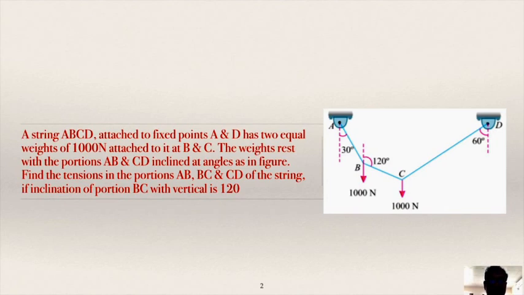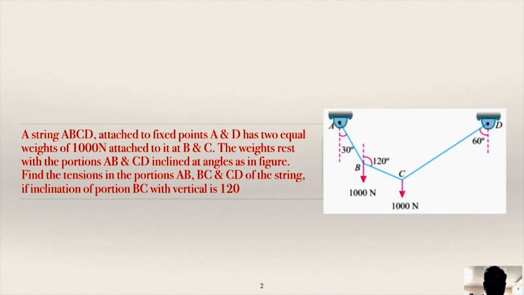The difference actually comes because you have two weights of equal magnitude, that is 1000 Newton each, hanged on the same string. So when you solve this particular problem, again, you're going to get into the concept of equilibrium of forces, as well as solve using Lamy's theorem. But where the difference is going to come is the main point that we have to look at here. And of course, you can see the problem and go through it.